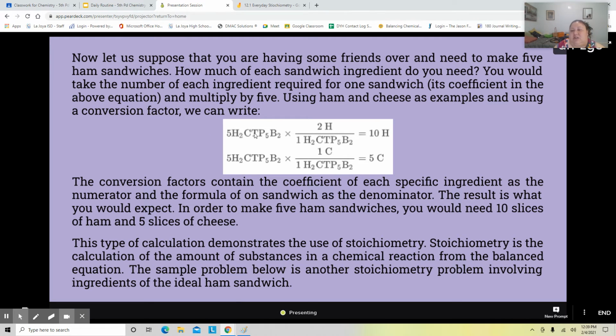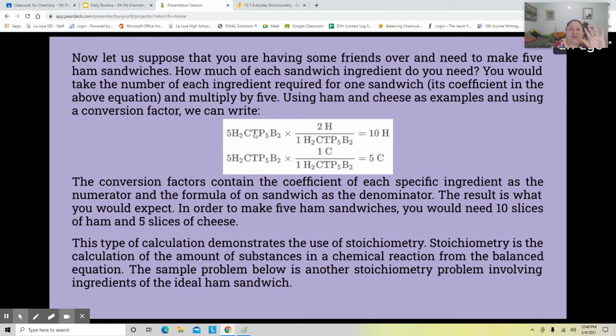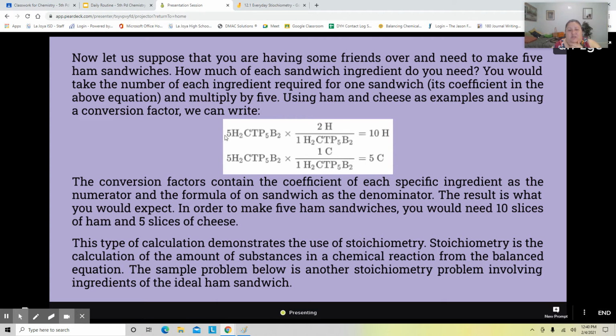So you always start with the information they gave you. They said that you need to make 5 sandwiches. Okay? So you're going to start with the 5 sandwiches and then you're going to use the information from the equation to change your sandwich to ham. One sandwich uses 2 slices of ham. The sandwich will cancel with the sandwich and you're left with H, which is ham.